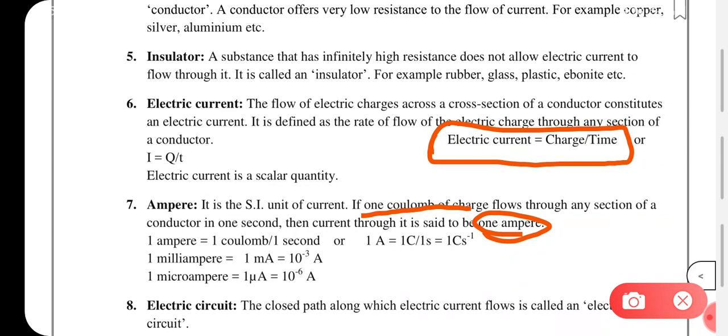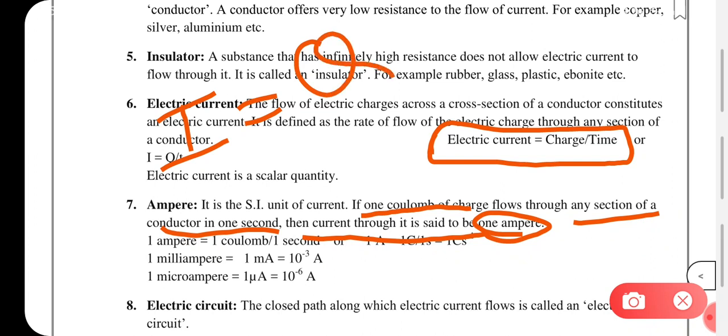So look here, if 1 coulomb of charge, charge is measured in coulombs, right? So if 1 coulomb of charge flows through any section of a conductor in 1 second of time, then the current through it is said to be 1 ampere. Electric current we denote by the symbol I, which is equal to the amount of charge that has flown through a cross section per second. So current I is measured in ampere. For this to be 1, Q also needs to be 1, and time also has to be 1.